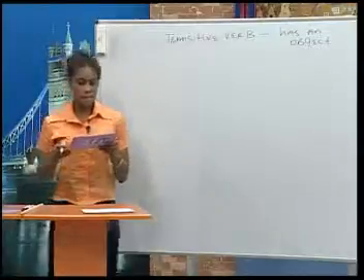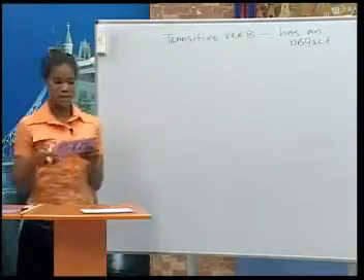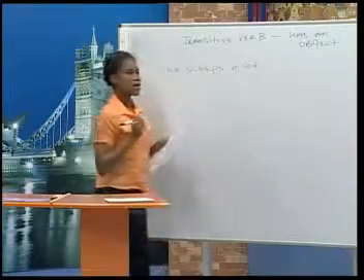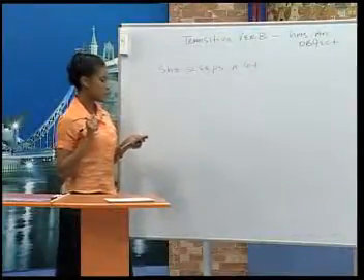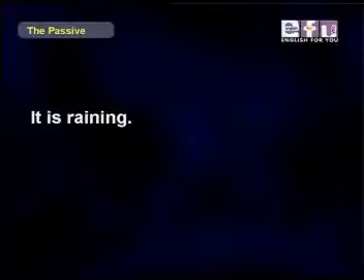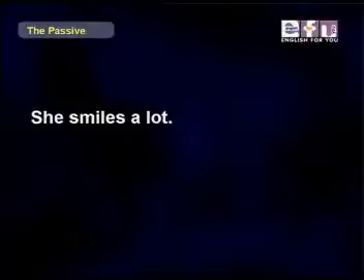Okay, Sylvia, can you give me a verb that never has an object? To sleep, she sleeps a lot. She sleeps a lot. Isn't a lot the object? No, we don't ask what does she sleep. It doesn't make sense. But we ask how much does she sleep. Exactly. So, no object. Alberto? To rain, it's raining. Okay, good. Linda? To smile. She smiles a lot. Okay, she smiles a lot.